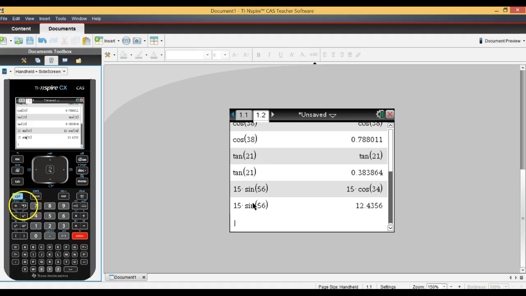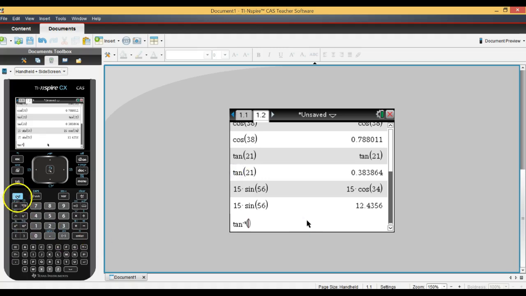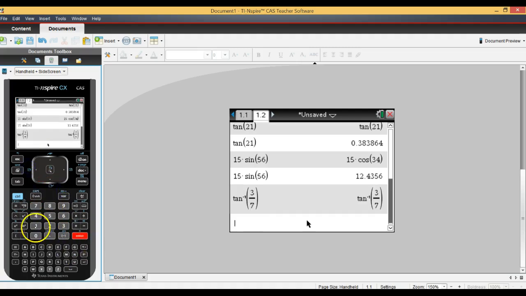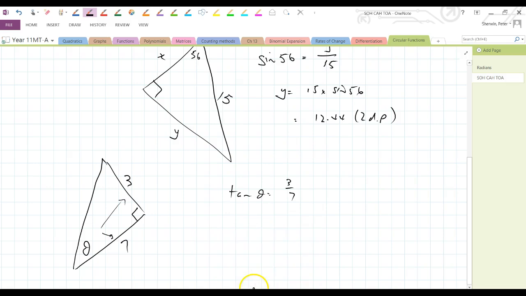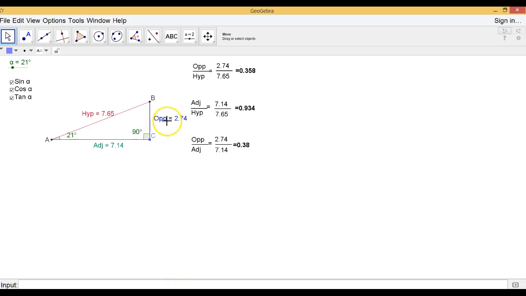If you go to the inverse function, tan inverse, and I can put in the fraction here, 3/7, and hit enter, I will get the result of 23.2 degrees. So just as it is able to tell me what sine, cos and tan of numbers are, it'll also tell me what the angle is if I put the ratio in, because it knows with a given ratio what this angle here must be.